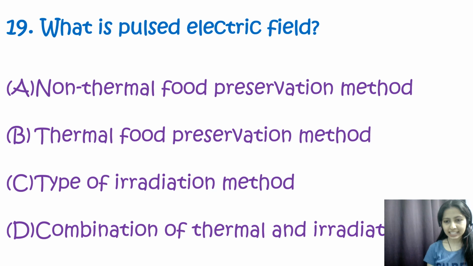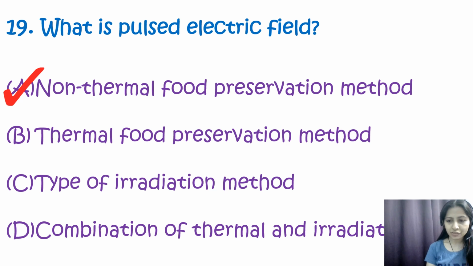So question number 19. What is pulsed electric field? The options are: non-thermal food preservation method, thermal food preservation method, type of irradiation method, or combination of thermal and irradiation method. So over here, the most appropriate answer is A, that is non-thermal food preservation method.